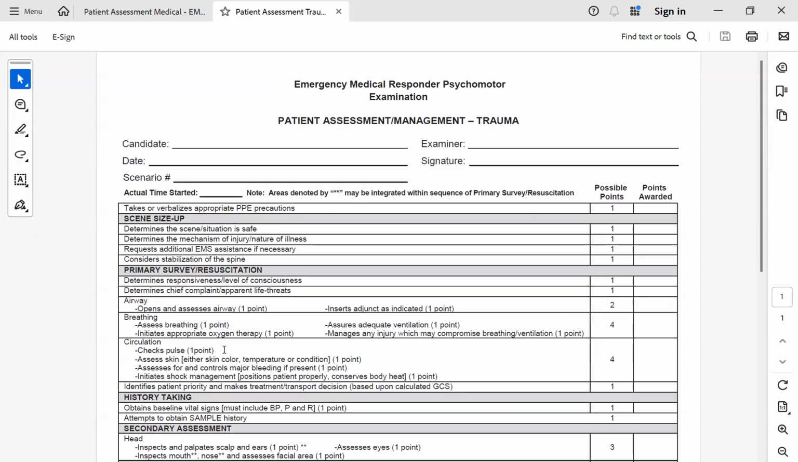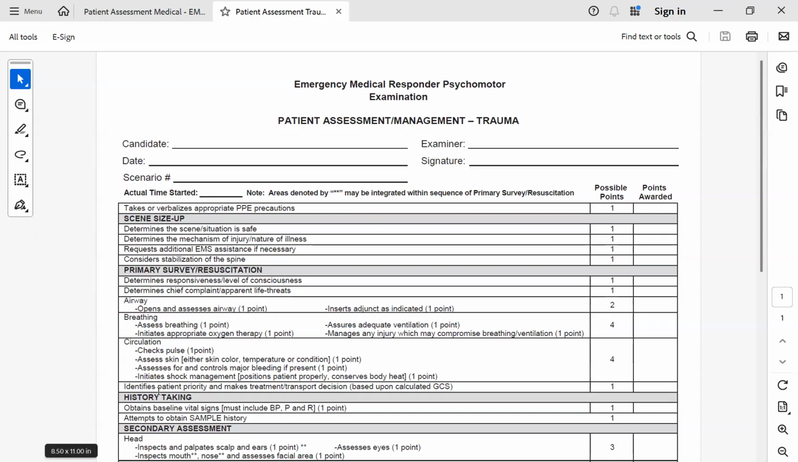Circulation, check their pulse, rate and quality. We're going to assess their skin, color, temp, condition. We're controlling any major bleeding, which is the same. The one additional to this is we want to initiate shock management. So initiating shock management is, if they are appearing to be in shock, we want to make sure that we are laying them down supine. We have high flow oxygen on them. We're covering with a blanket, and we're trying to get them out there and packaged immediately, and doing that immediate transport.